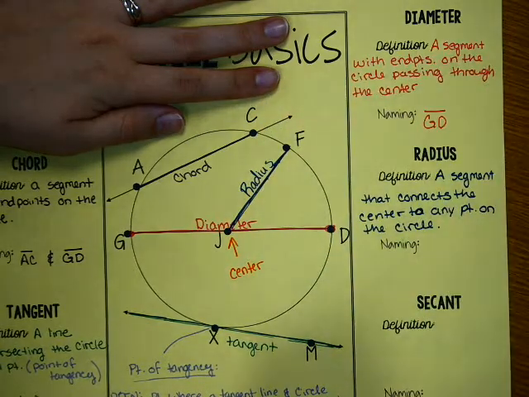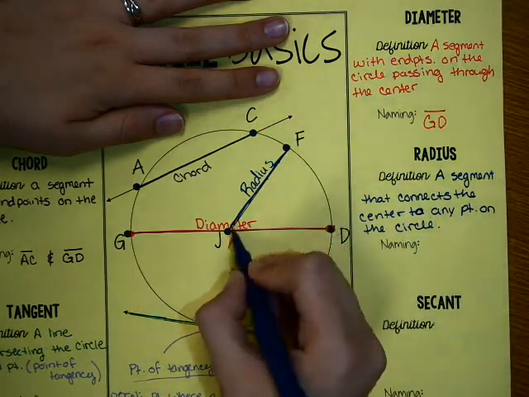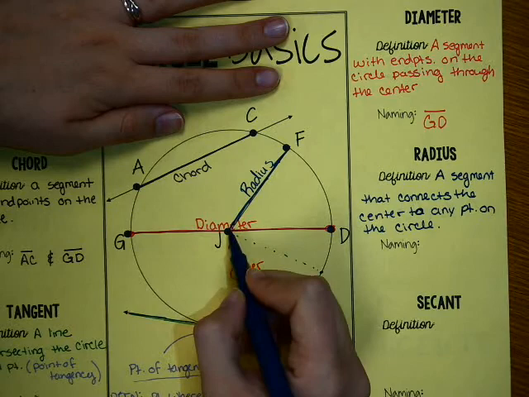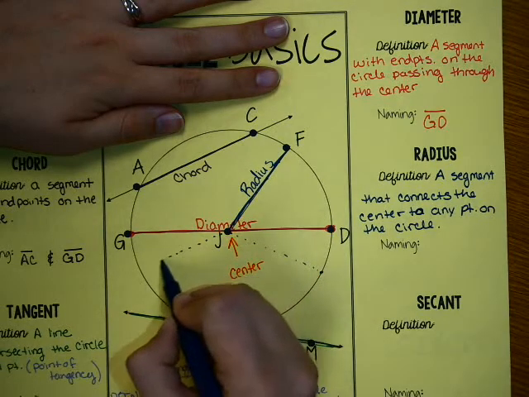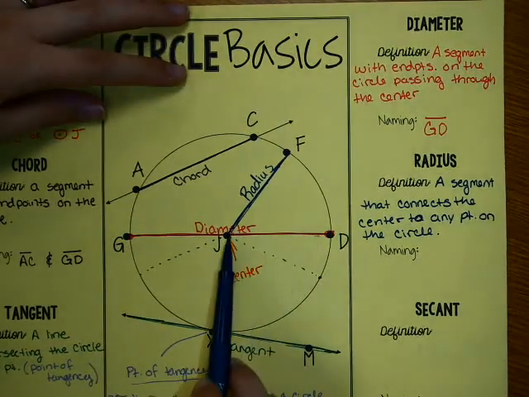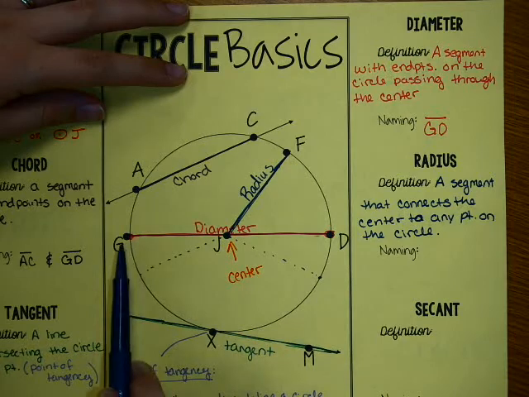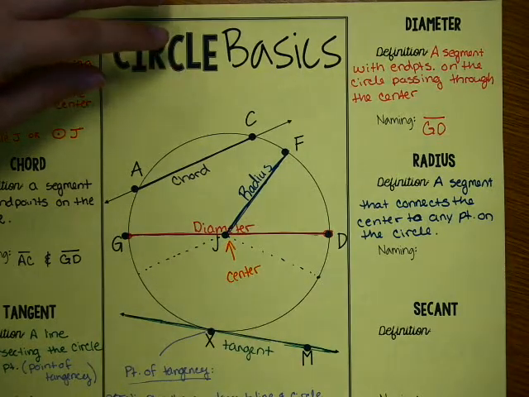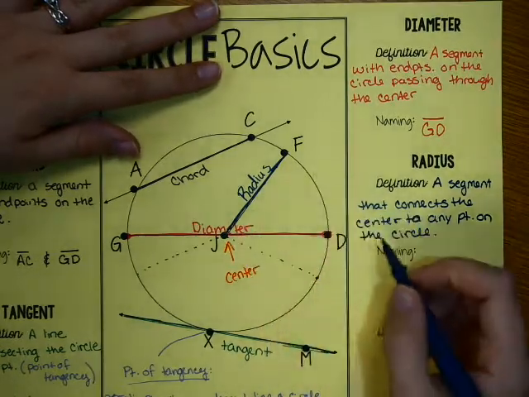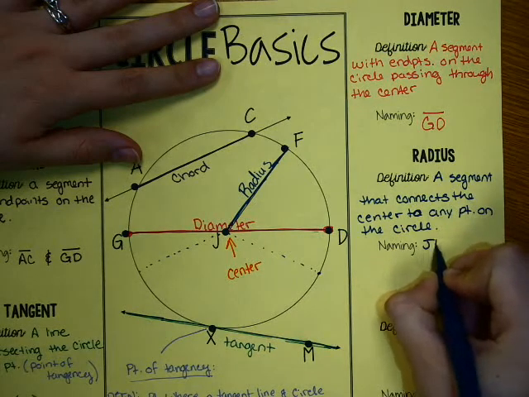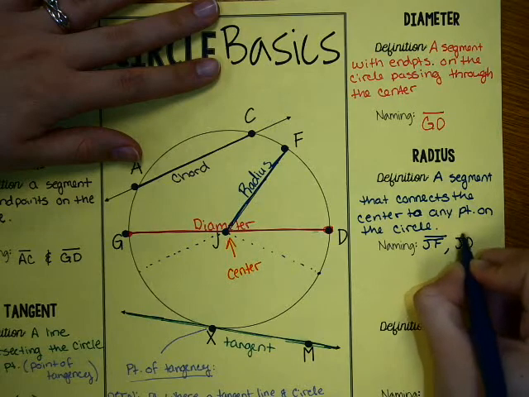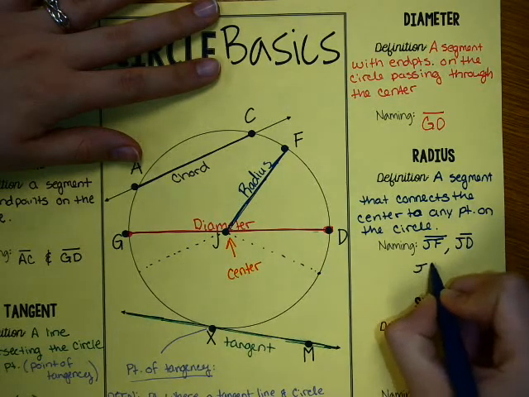I can also draw any radius. So I could draw a radius from the center to any point on the circle. This could also be a radius, or this could also be a radius. Okay. Now notice JD is a radius because it goes from the center. We also have GJ is another radius. So naming, because it is a segment, this one would be JF. We also have JD and JG.